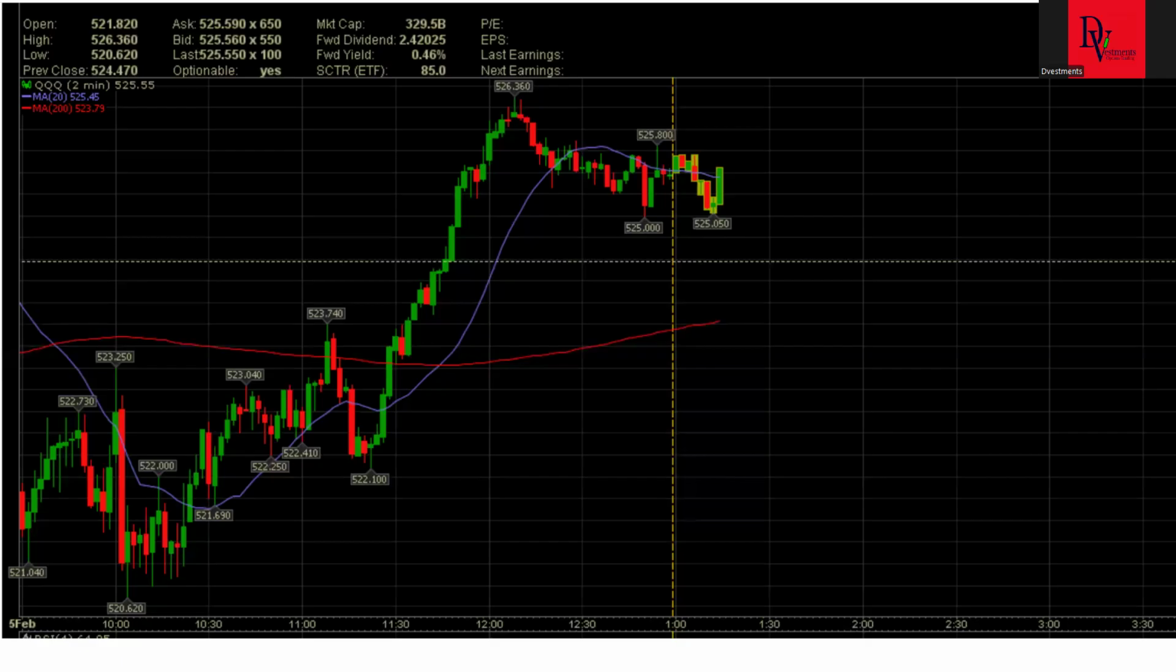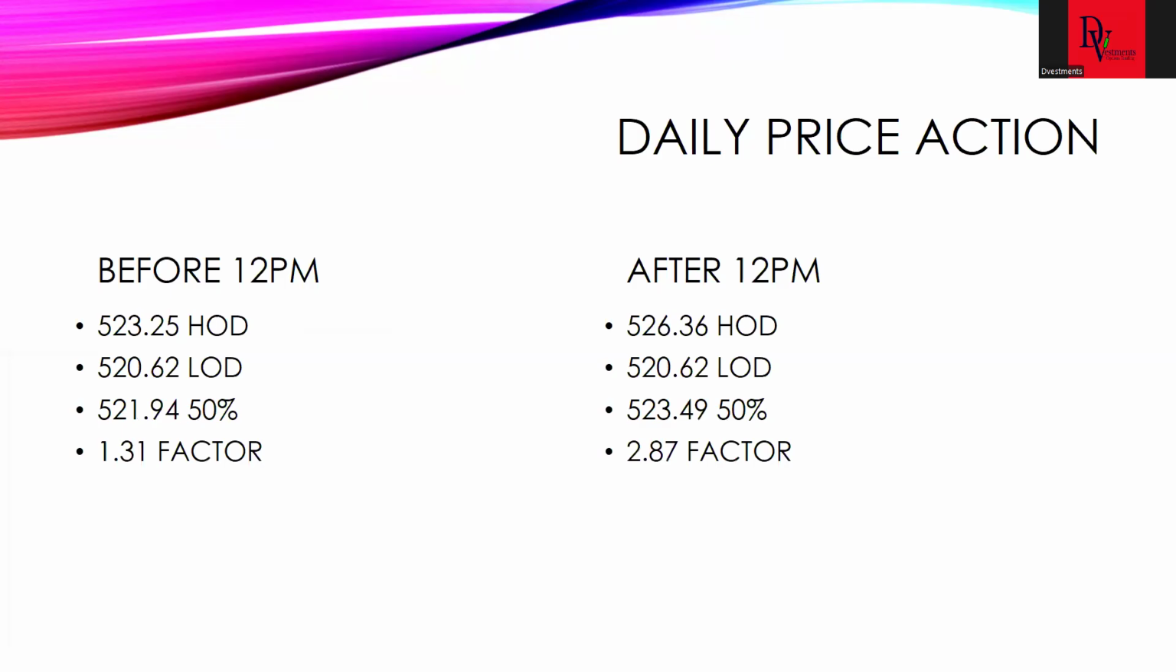Let's get back to where we need to be. All righty. So that was our price mark. 521.94 was the 50% of the morning move, and 523.49 is 50% of the afternoon move. All right. So all we really did was split the day up into two halves, before 12 and after 12.